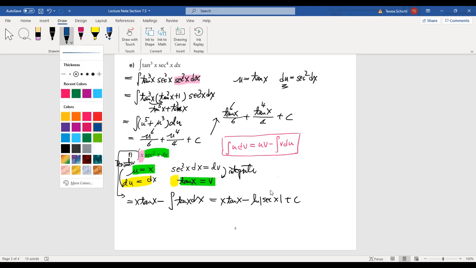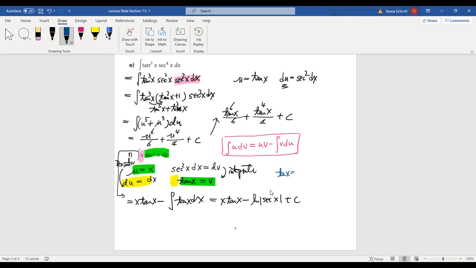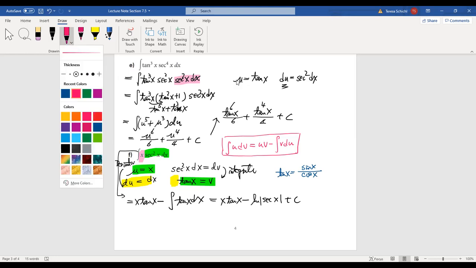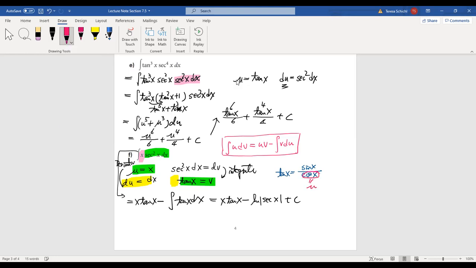Of course, if you don't remember this formula, then you can rewrite tangent x as sine x over cosine x, dx, right? And then you can use u sub. Then you will say this is u, and then du is sine x dx, and then you will get the same answer here. We did that in our previous lecture. So if you don't remember integration by parts, it is always good to go back to review.